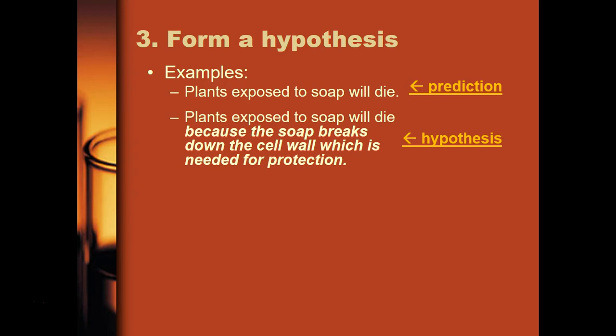So if I expose the plant to the soap, it will die because, and here's where step 2 comes in, here's where your rationale gets added in, because the soap breaks down the cell wall, which is needed for the plant's protection, right? So, prediction, fish prefer Miller brand flakes, right? If I feed them different foods, then they will choose the Miller brand flakes.